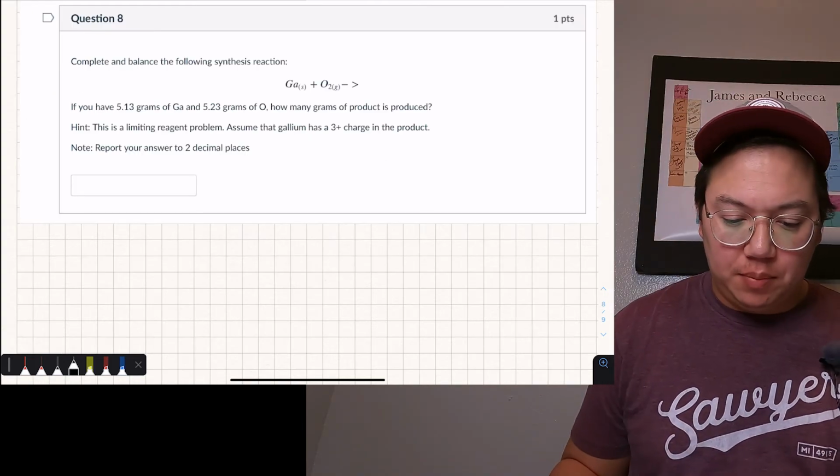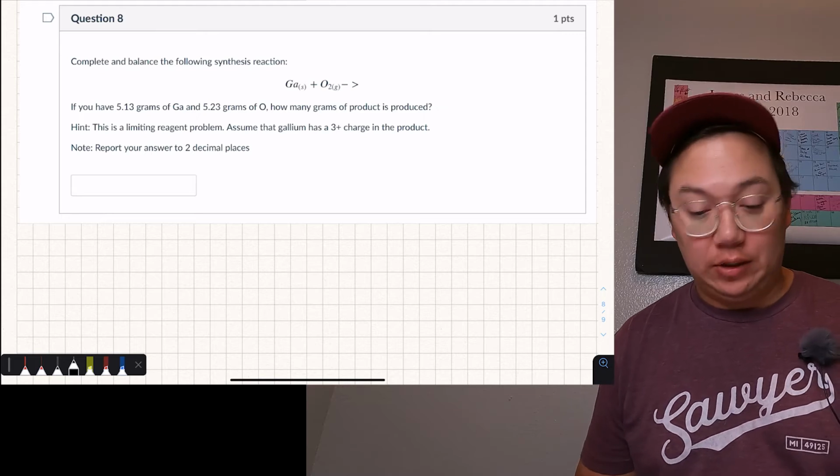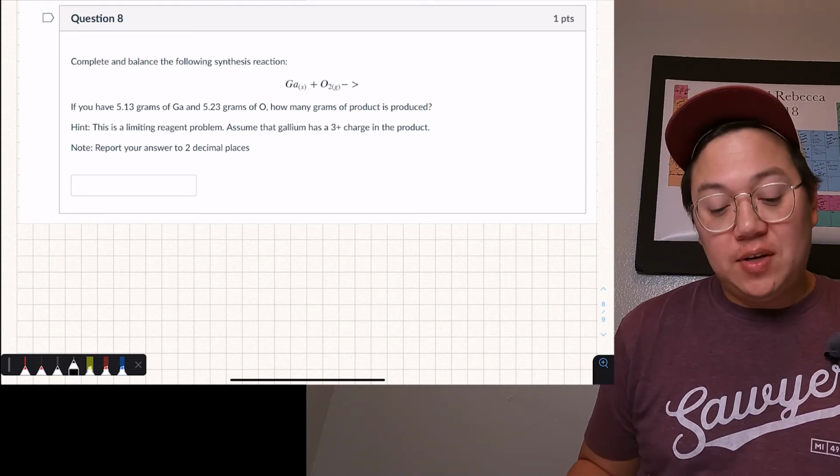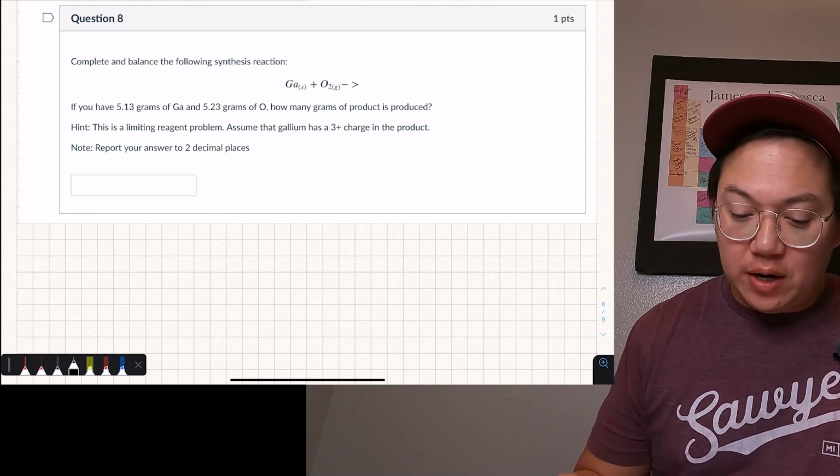Question 8, complete and balance the following synthesis reaction. So here we're given the type of reaction, and it's a synthesis reaction.